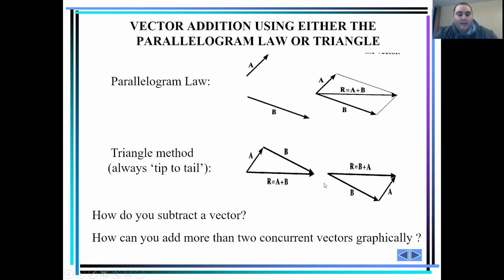Now, I'd like you guys to think about this question for a couple of minutes. How do you think we subtract a vector? And how do you add more than two concurrent vectors graphically or using the triangular method? I'd like you all to share your thoughts on our discussion board online. I'll set that up on e-learning.